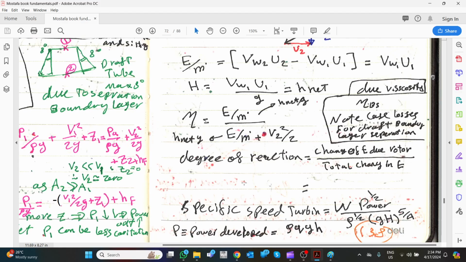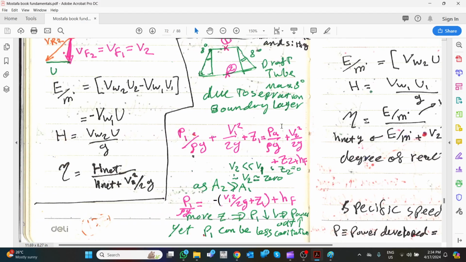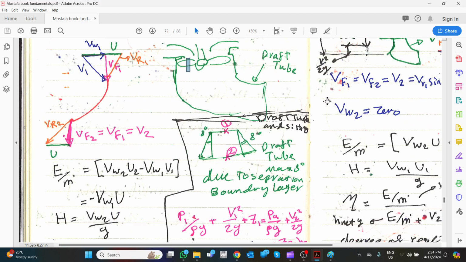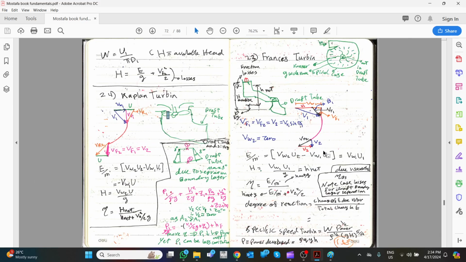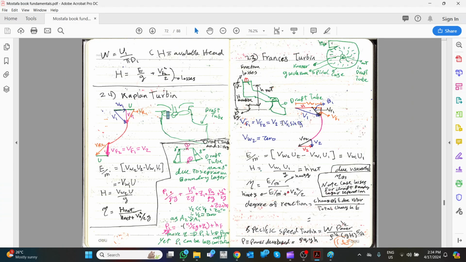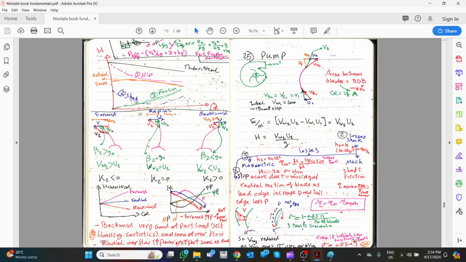It is the same equations, by the way. Even though the construction of the turbine has changed, to calculate the velocities you can relate to the velocity diagram. But when you get the velocity diagram, all the other equations are the same. The remaining is about the pumps.